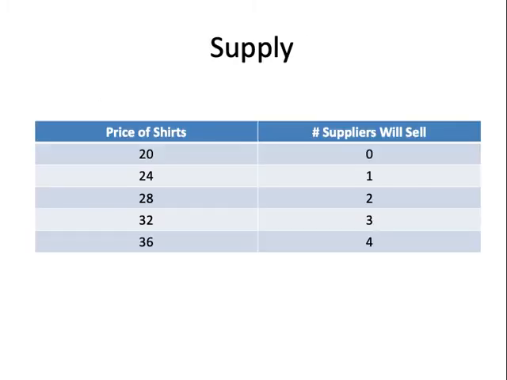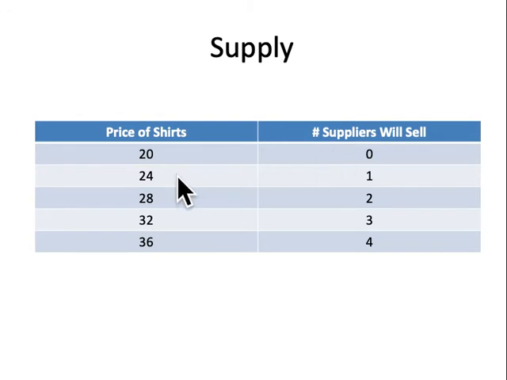Next is supply. So same thing. I'm going to use the same values for prices. So again, it's the quantity that suppliers are willing to sell at various prices given a specific time period. Okay? So if prices of shirts are $20, suppliers think, you know what? It's not worth it for me to sell any, so I'm not going to sell any shirts.